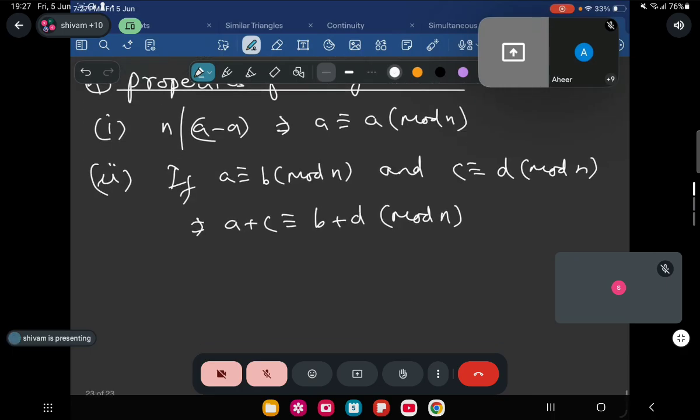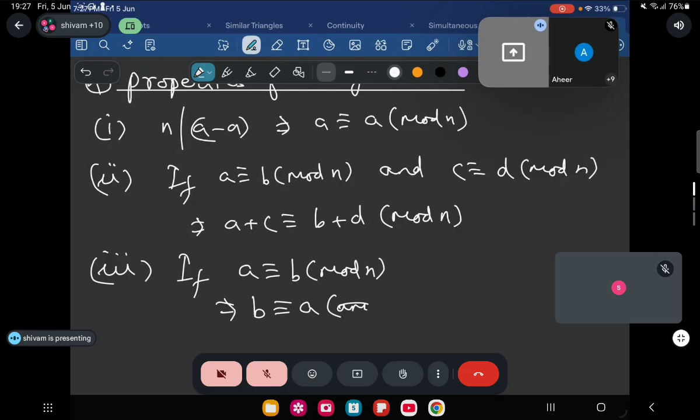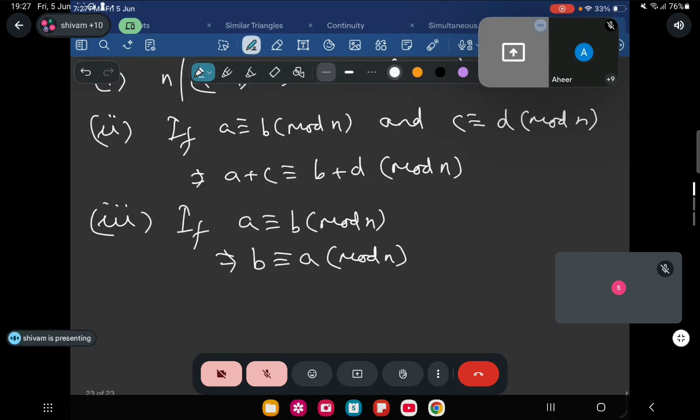Yes. Next. Number 3. If I say that A is congruent to B mod n, B is also congruent to A mod n. And if you have any doubt in any property, you ask me. I'll explain. Next.